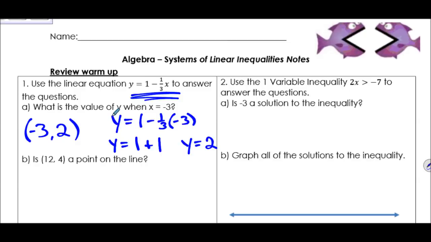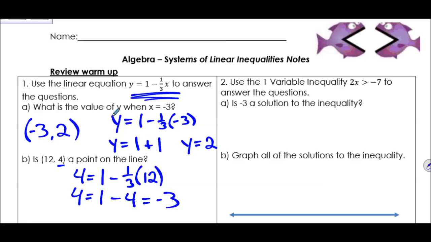Letter B is asking us to test a point. Is 12, 4 a point on that line? So we're going to do the exact same thing, except now we're given the y value. We're going to plug in 4 for y and 12 for x, and we're going to figure out if this is a true equation, if that's actually a point on this line. So 4 equals 1 minus 1/3 times 12. 1/3 times 12 is 4. 1 minus 4 equals negative 3, and 4 does not equal negative 3, so no, that is not a point on that line. We did not get a true statement when we plugged in the x and the y.